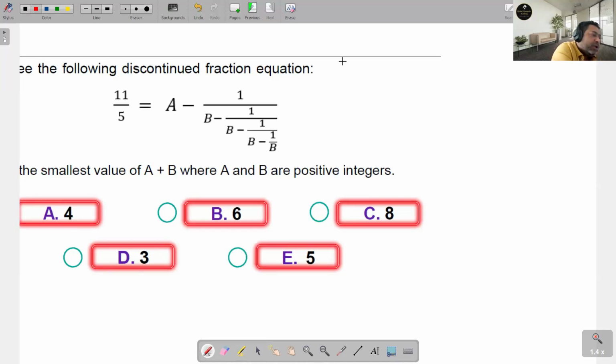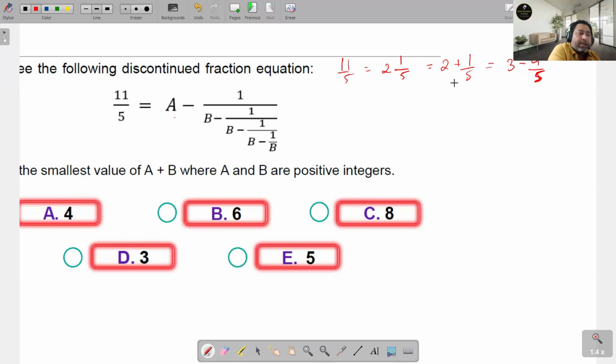So 11 upon 5 is equal to 2 upon 1 upon 5. But we have something minus here, so we cannot write this as 2 plus 1 by 5 if you are comparing these two. So we can write this as 3 minus 4 by 5. All right. So at every step, we are going to apply this logic.